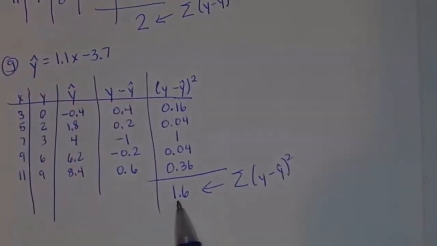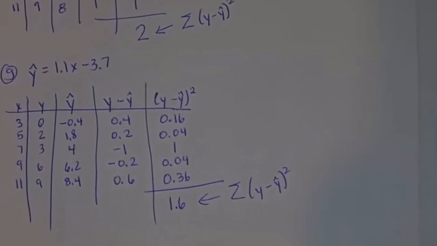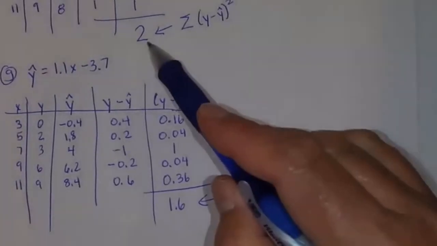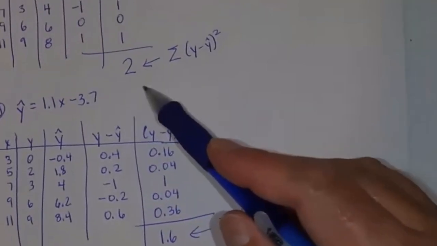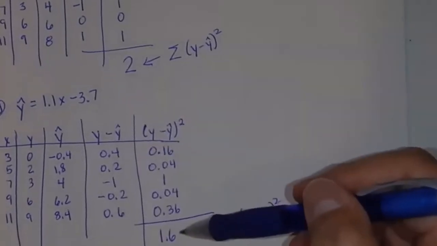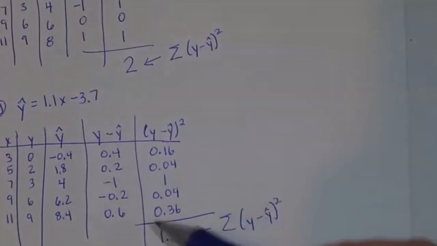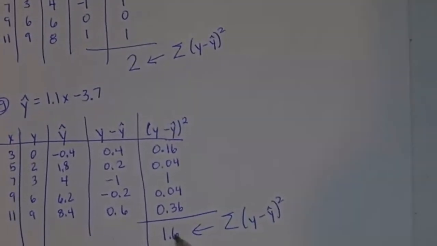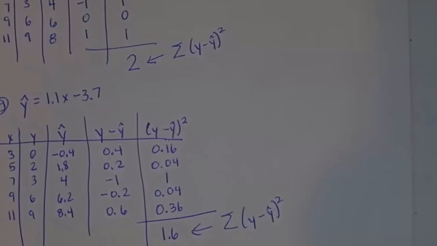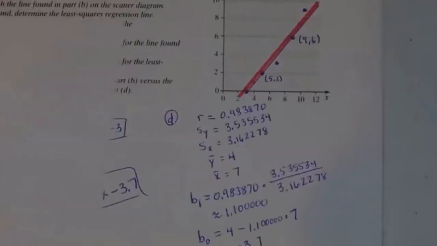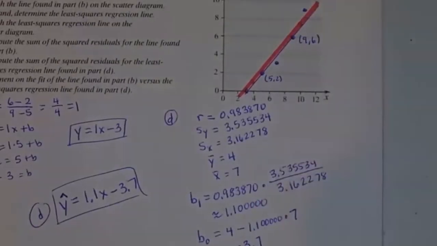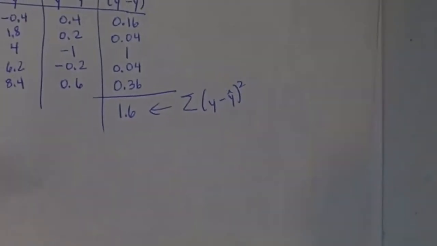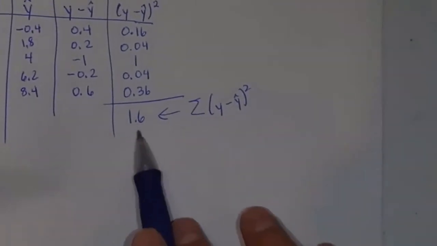Notice that the sum of squared residuals for the least squares regression line is 1.6, whereas the sum of squared residuals for the other line was 2. And so this is smaller than this. It would be impossible to get anything smaller than 1.6 from the sum of squared residuals. So if we draw any other line through these points, it's going to give us a larger sum of squared residuals than 1.6. This is the minimum.